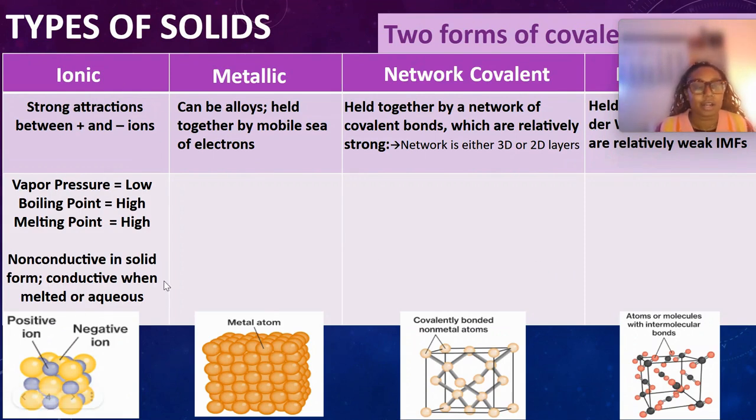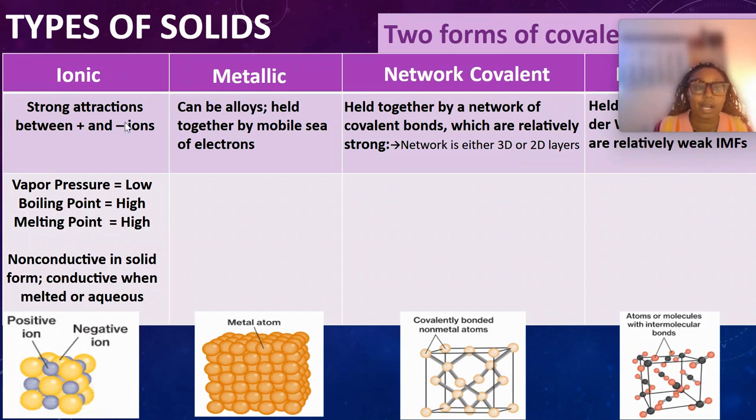All right, so in our ionic solids, you're going to have a low vapor pressure, a high boiling point, and a high melting point. A high melting point means it takes a lot of heat to go from a solid to a liquid. A high boiling point means it takes a lot to go from a liquid to a gas. So it makes sense that the vapor pressure is low, because I need so much heat to go from a liquid to a gas that I'm not going to have a lot of gas being formed. Vapor pressure is literally the pressure created by the gas that's being formed.